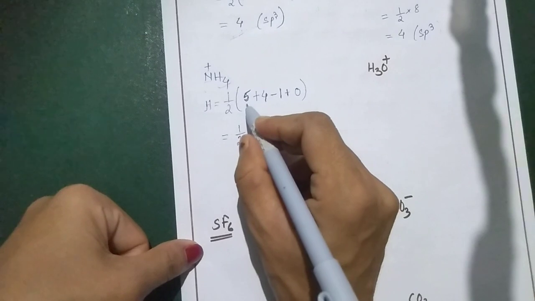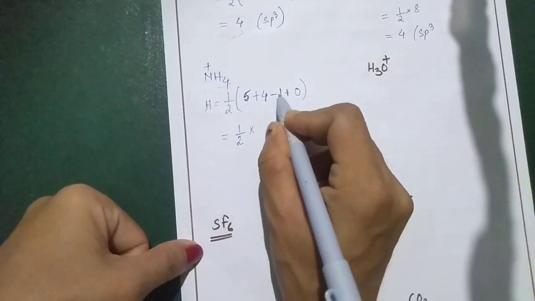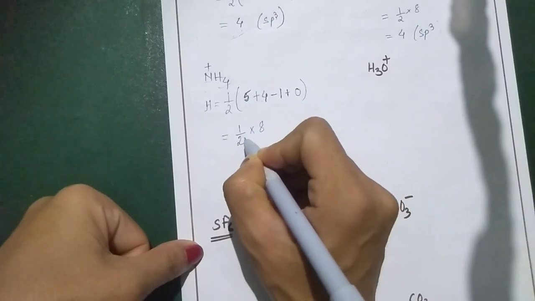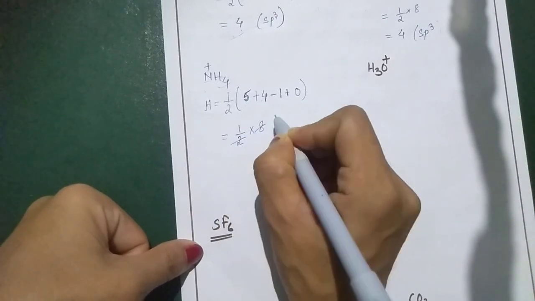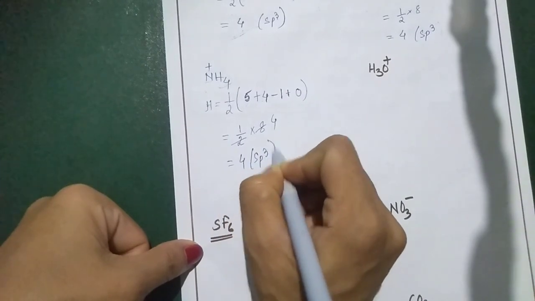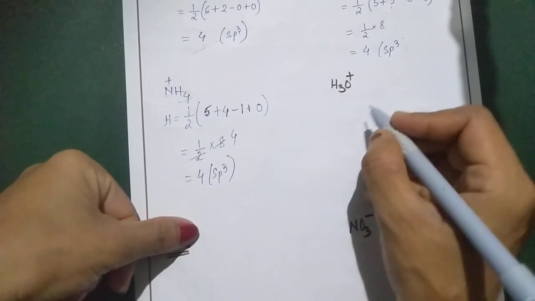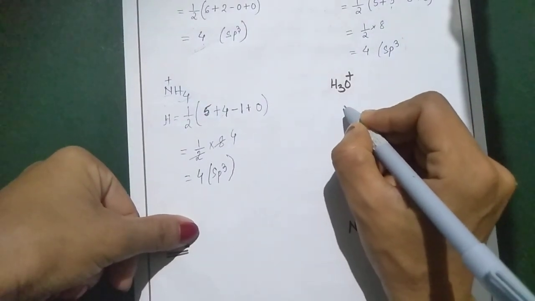So when we calculate it, how much do we get? 4 plus 5 is 9. 9 minus 1 is 8. So we get half of 8, 2 4s are 8. So 4, that is sp3 hybridized orbital we get. Okay. Next, H3O positive.